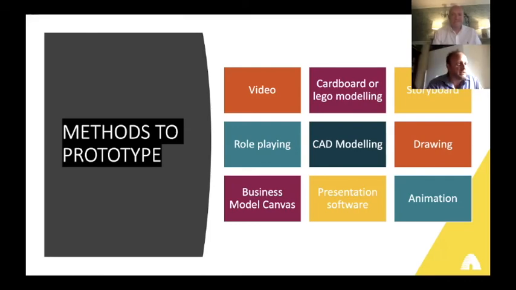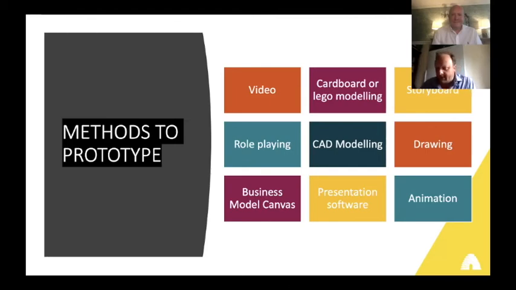We have seen some amazing storyboarding that goes on in terms of developing a prototype, because that shows the experience in use with the end user. Role-playing can work depending on the environment, CAD modeling, computer-aided design modeling as well. And we've also seen, of course, the business model canvas developed by Alex Osterwalder in common use as well, amongst any others, as you can see there.